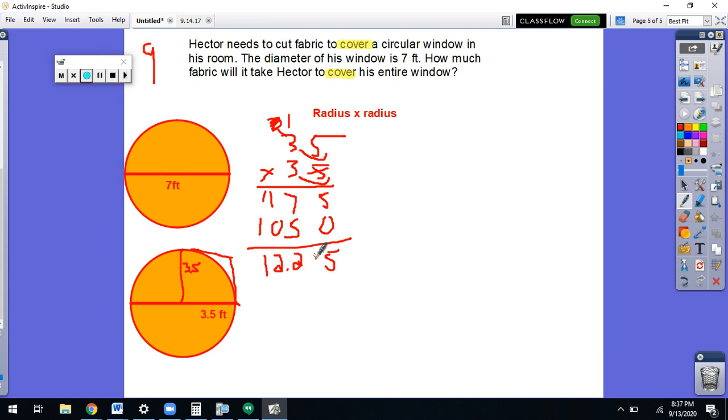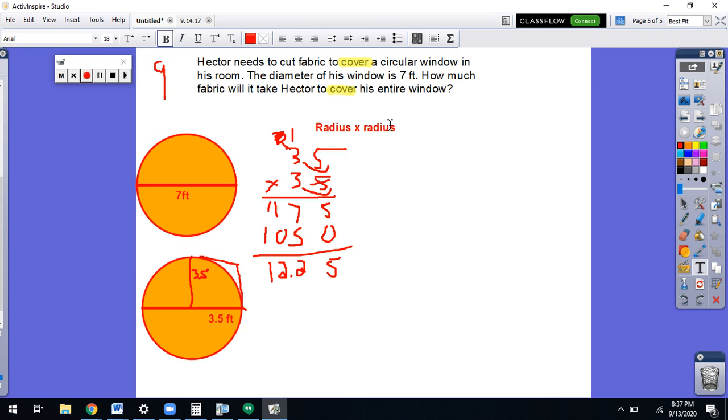Some of you might be like, wow, that's a lot of work. I should be done now. This does not represent the answer. You got to think about what this actually represents. So the 12.25 came from 3.5 times 3.5, so that means this was just the area of the radius square. So radius times radius gave us the area of the radius square.